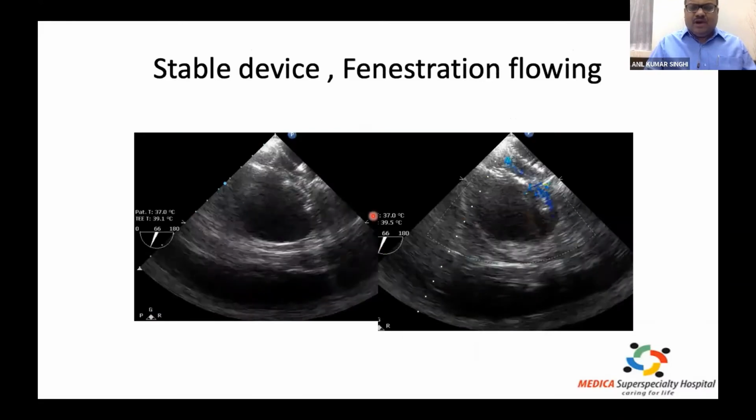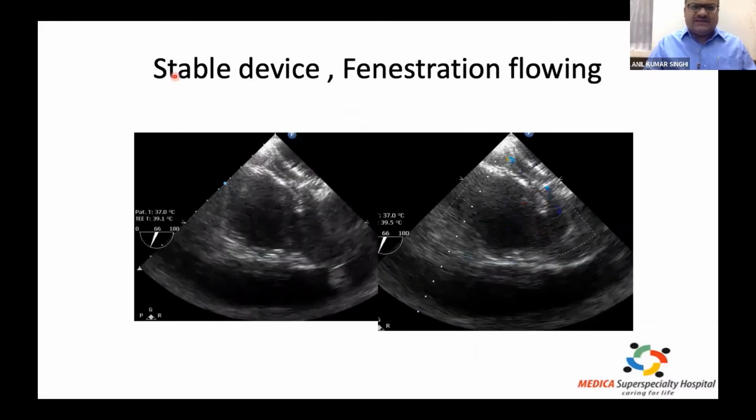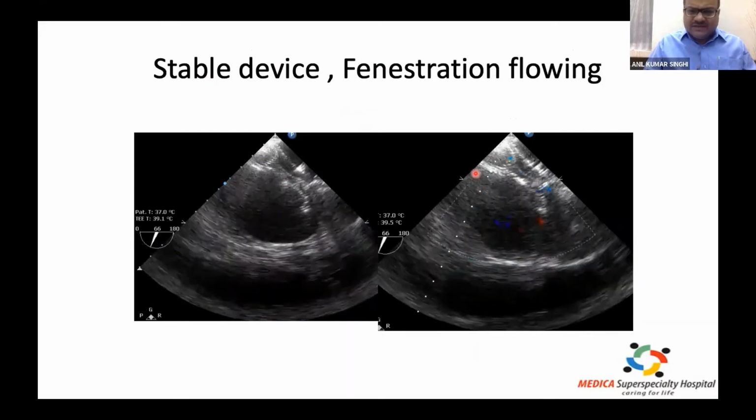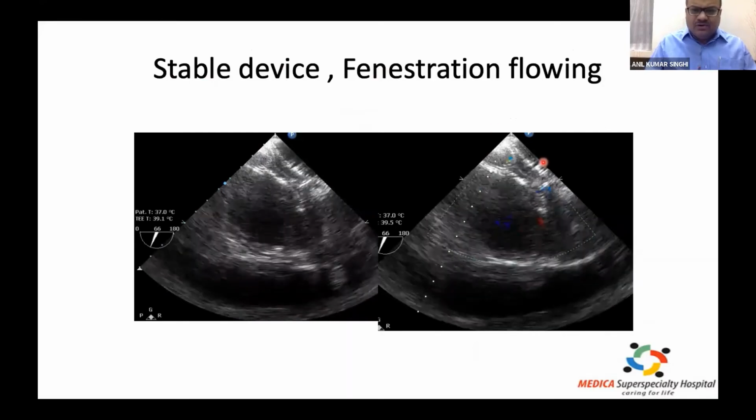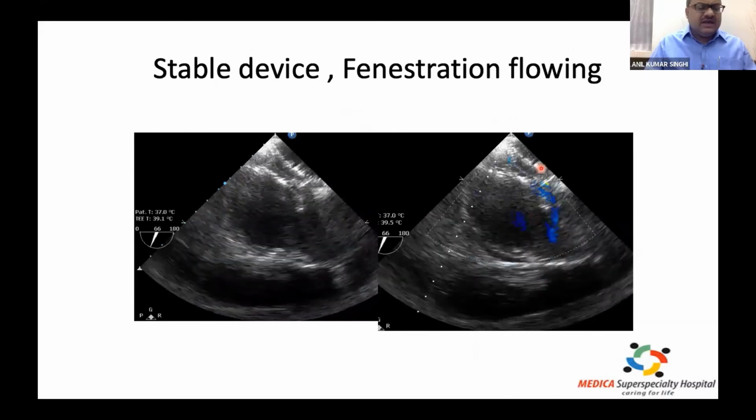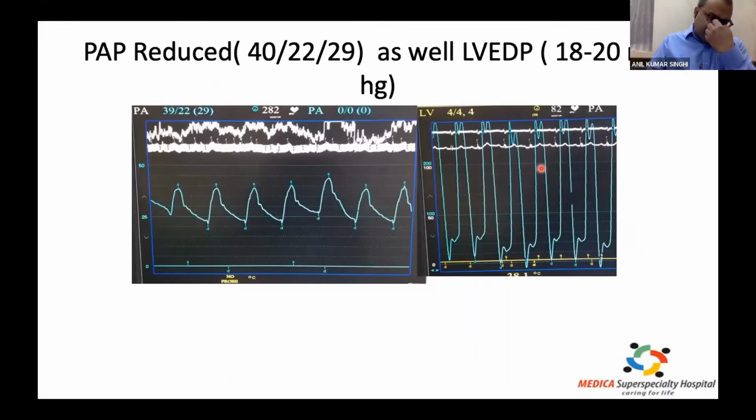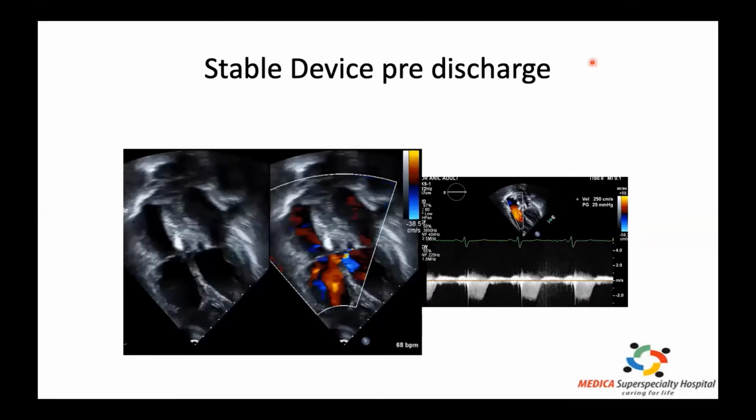So we deployed under balloon assistance here, and the device is stable. We can appreciate some flow in the next. I think the good part of the story: the PA pressure, which was 68, post-procedure came down to 40, and the LVEDP also came down from 28. Usually we don't take a high LVEDP, but with reduction of the LVEDP and PA pressure and the patient remaining stable, we decided to release the device.